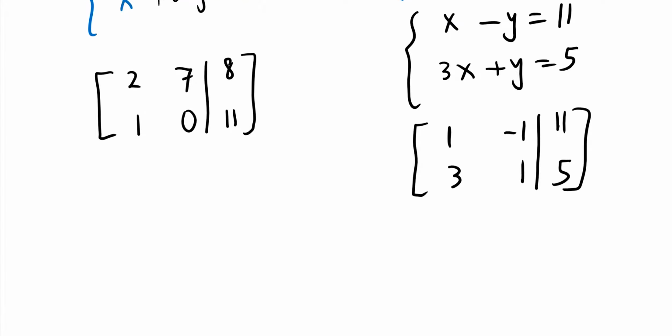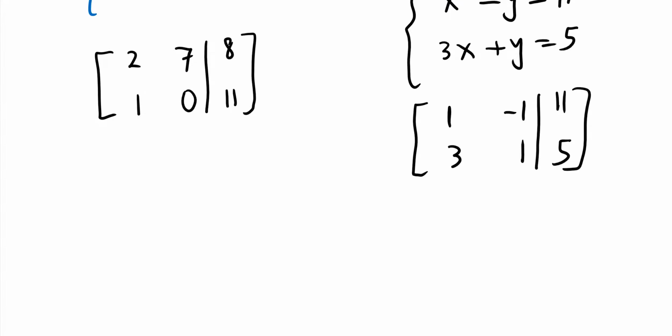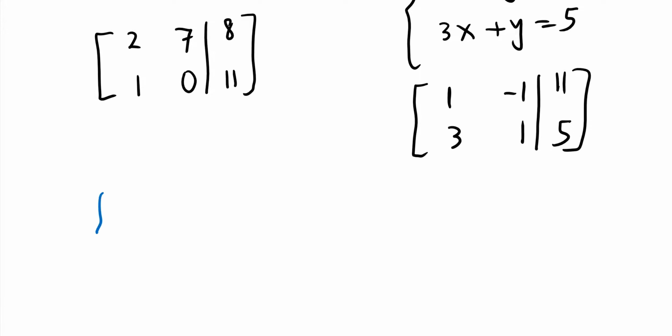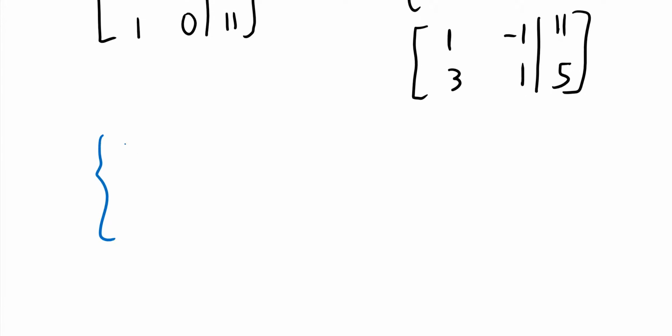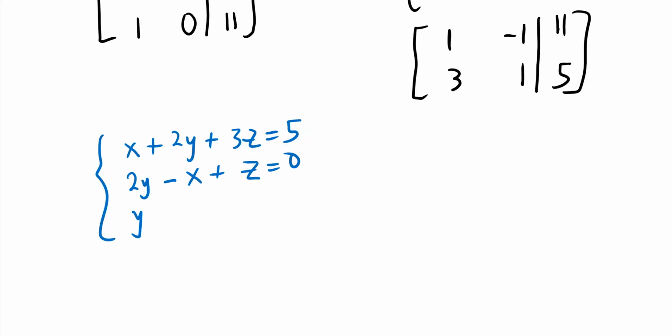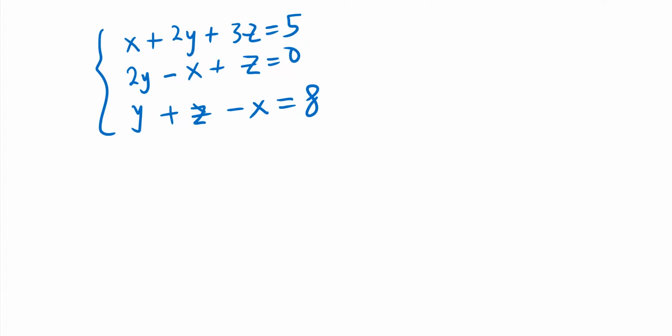Can the system be a 3 system, like 3 equations in 3 unknowns? Yes, we can have 3. Let's say they give us x plus 2y plus 3z equals 5. 2y minus x plus z equals 0. y plus z minus x equals 8. So here we need to be careful about the order. It should be x, y, z equals numbers.